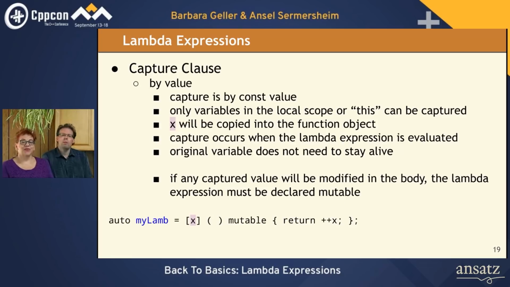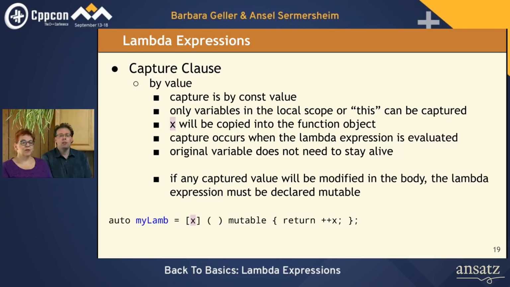So we want to go a bit deeper in detail about the different clauses in a Lambda expression. And first, we're going to cover the capture clause. When you capture a variable by value, it gets copied into the function object as a const value. The only things you can capture are variables in your local scope and various forms of this. You can have any number of variables in the capture clause.